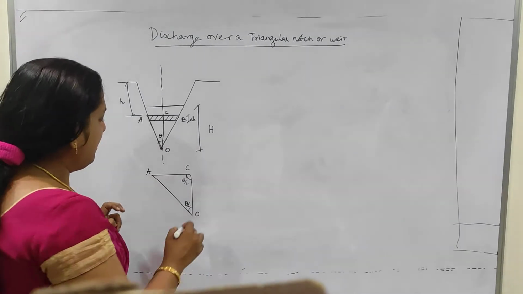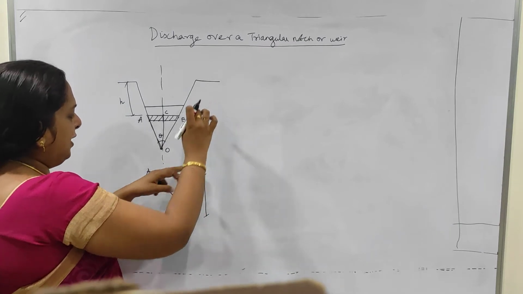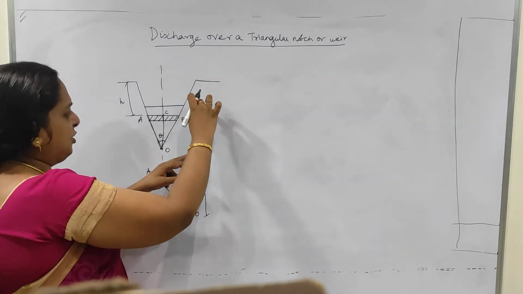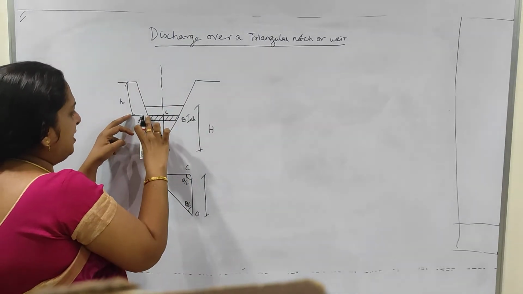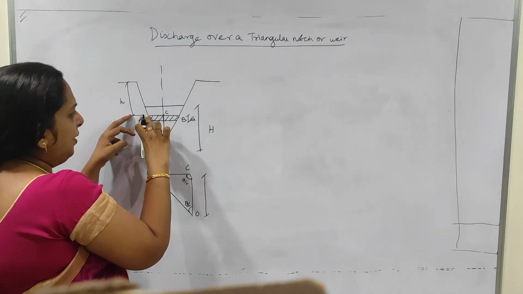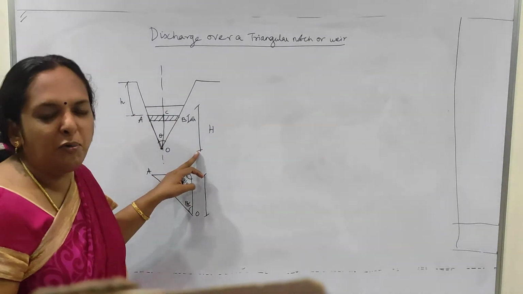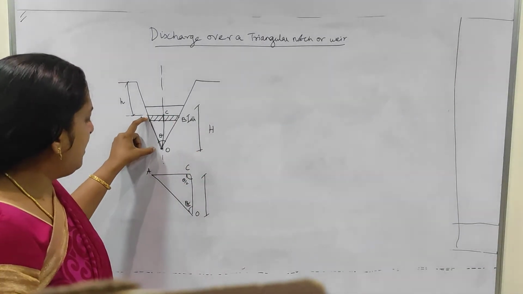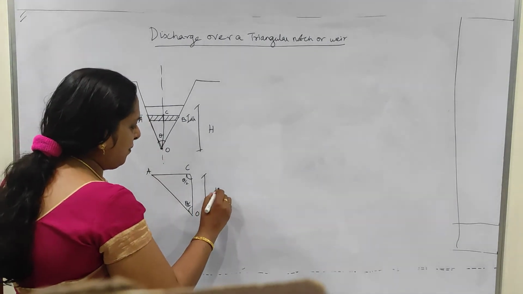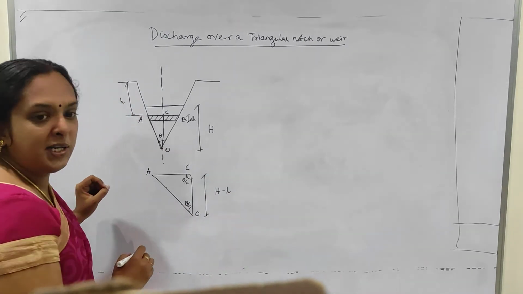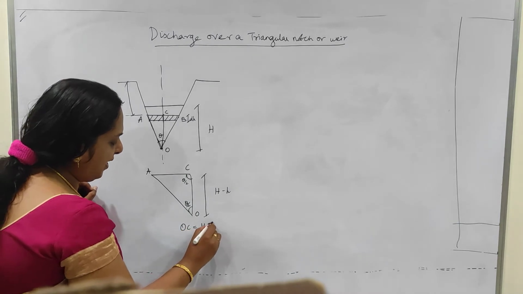Now what is this height? The total height is H meters, and this height is small h. If you subtract this from the total, you will find the value of this portion, that is my OC. So how do we find OC? OC is equal to H minus h.